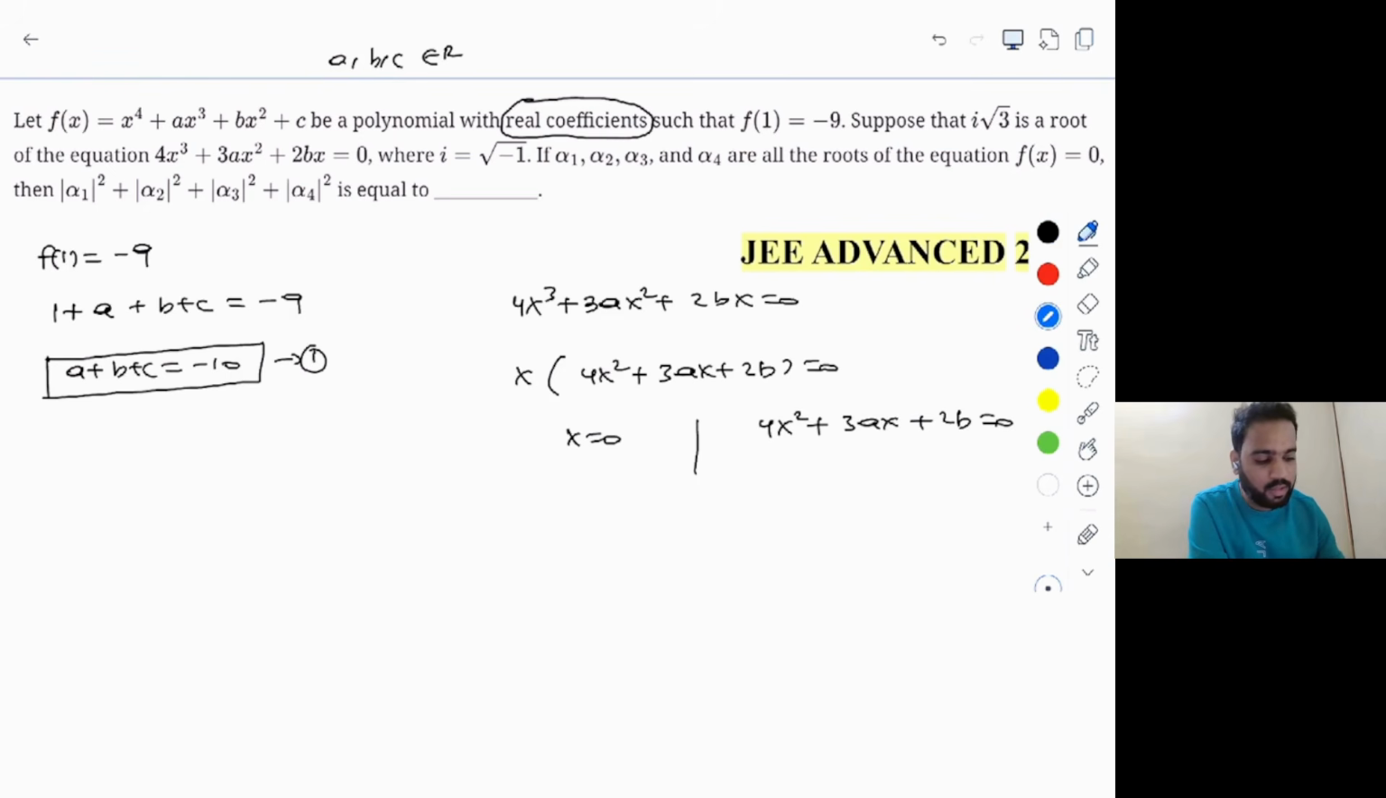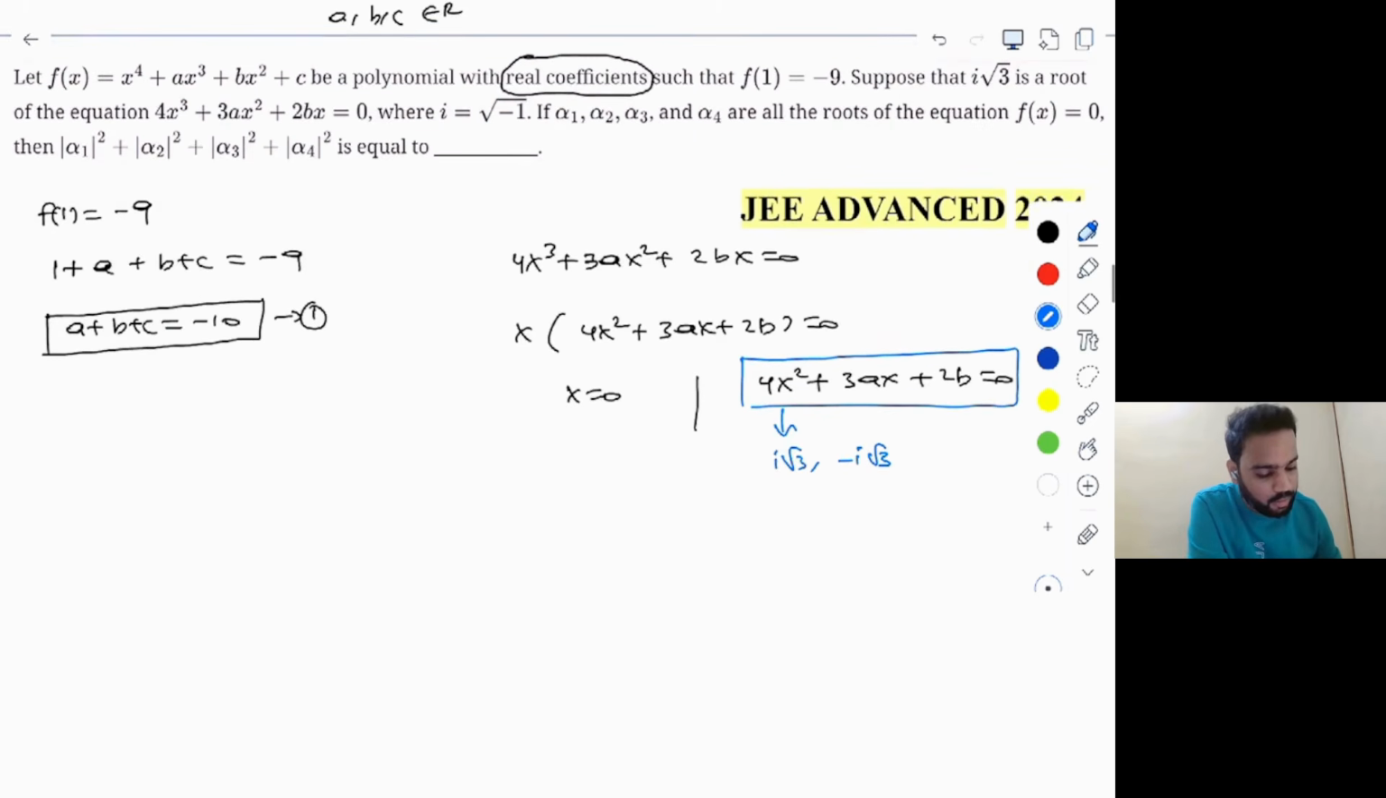Now clearly they said that i root 3 is one of the roots of this equation here. But if you look at this polynomial equation 4x squared plus 3a x plus 2b is equal to 0, all the coefficients 4, 3a and 2b are real numbers here. Now we know the property very well: if the coefficients of a polynomial are real numbers, then the complex roots will occur in conjugate pairs, right? So that is the reason they have given you a, b, c belongs to R. We conclude from here that i root 3 is a root already given to us in the question, but we know that minus i root 3, the conjugate, is also a root of this equation.